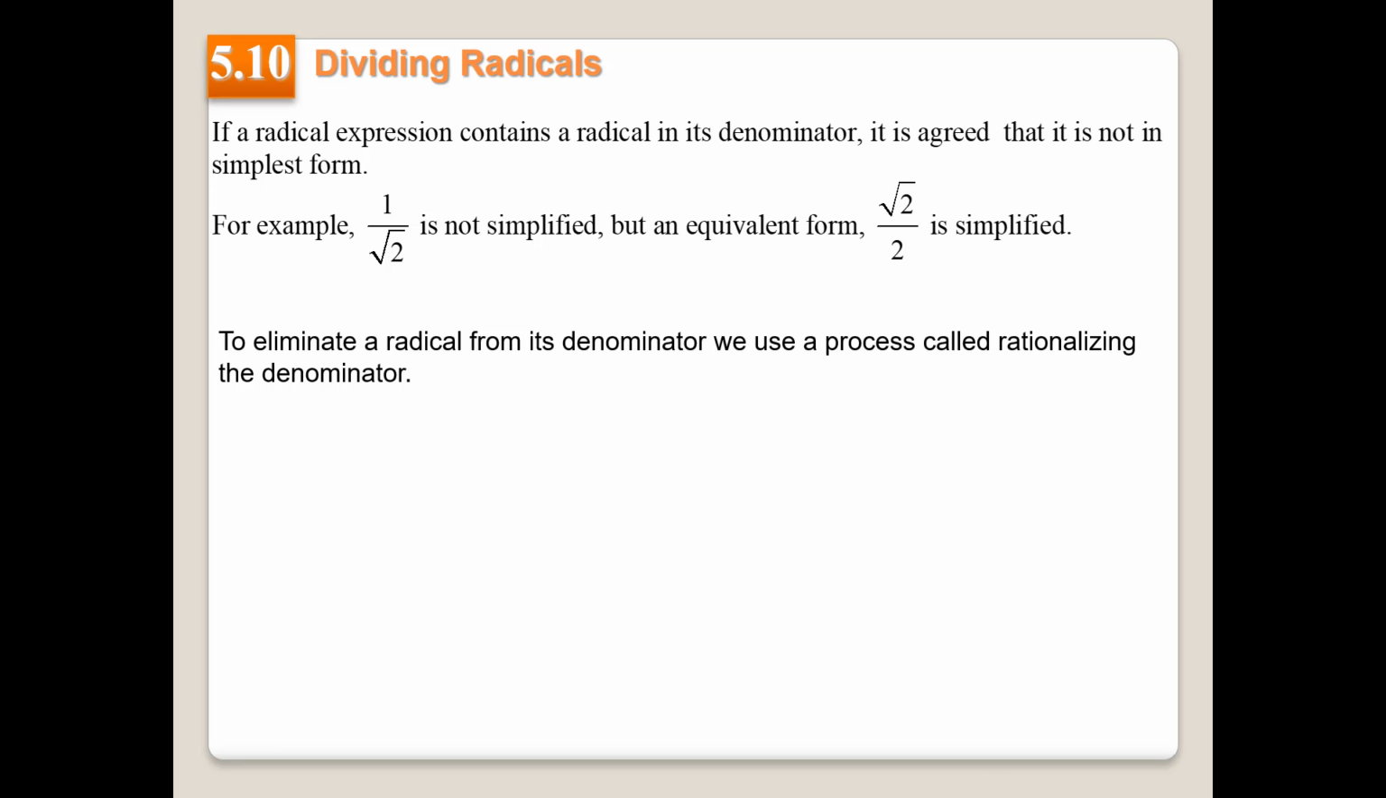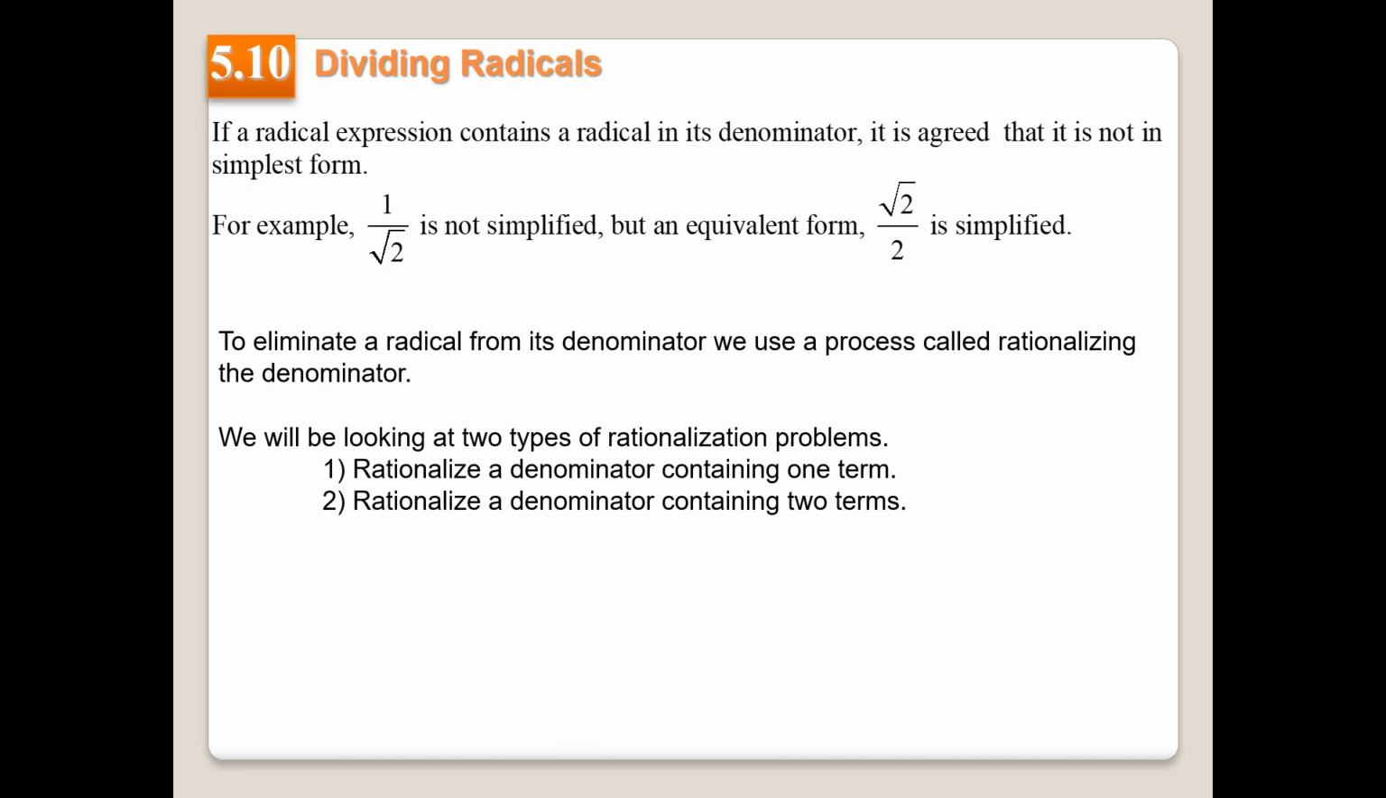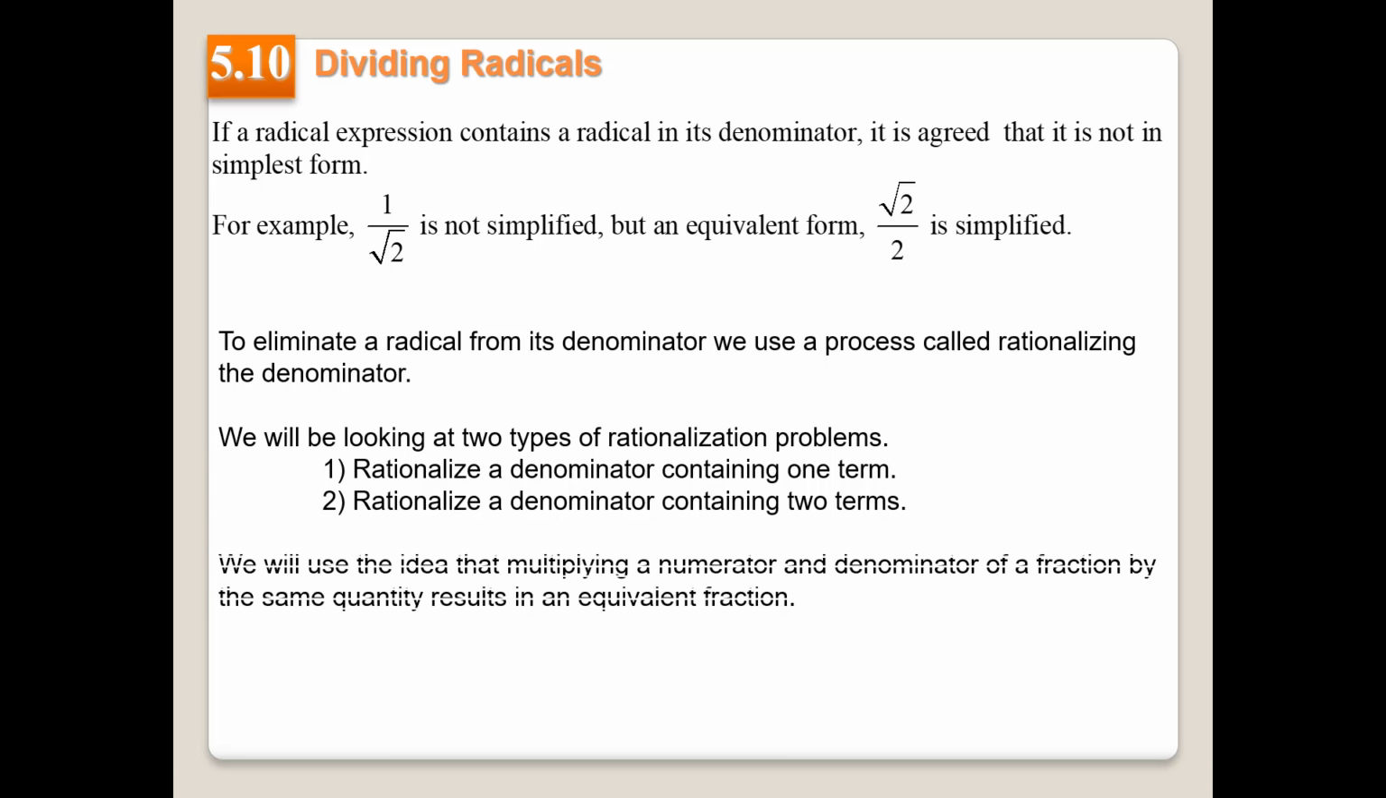For example, 1 over the square root of 2 is not simplified. But an equivalent form, the square root of 2 over 2, is simplified. To eliminate a radical from the denominator, we use a process called rationalizing the denominator. We will be looking at two types of rationalization problems: rationalizing a denominator containing one term, and one containing two terms.